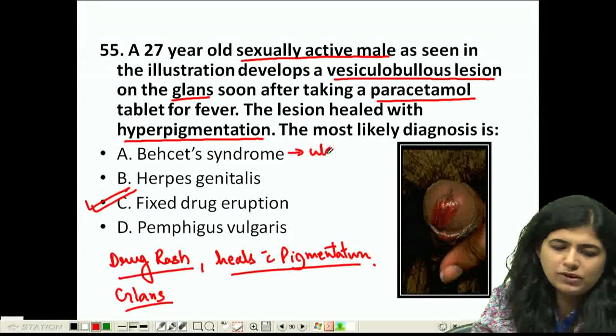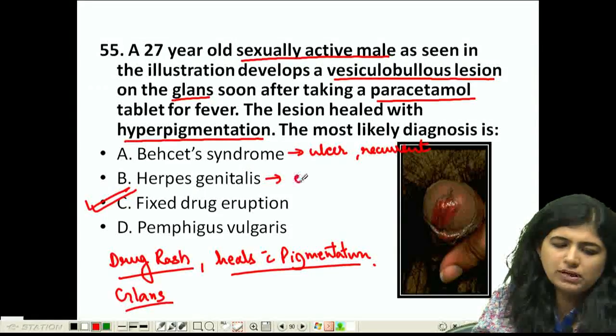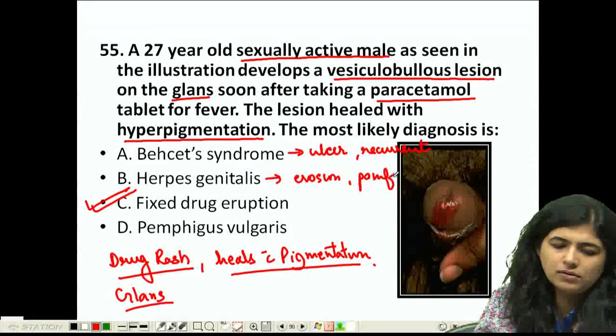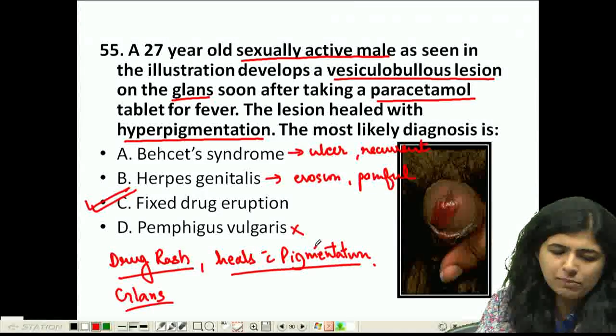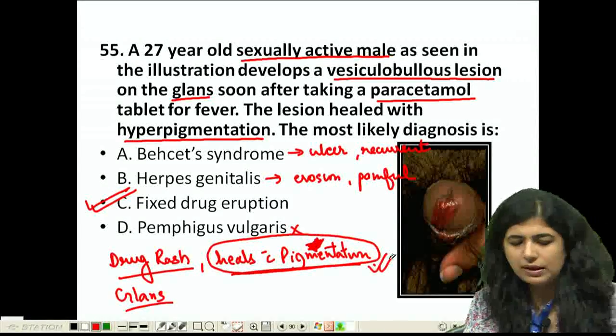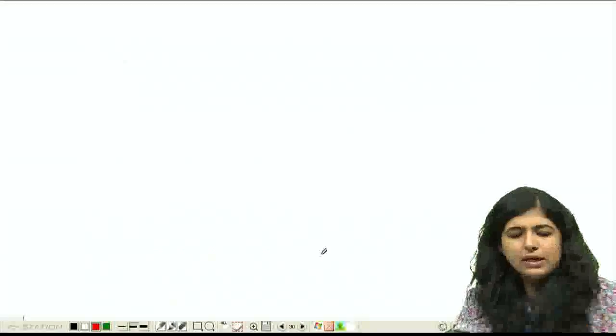Behçet's will be more of an ulcer which will be recurrent. Herpes will be painful erosion. Pemphigus vulgaris, though, is a different picture. Clincher is hyperpigmentation. This actually gives you the hint that it is FDE.